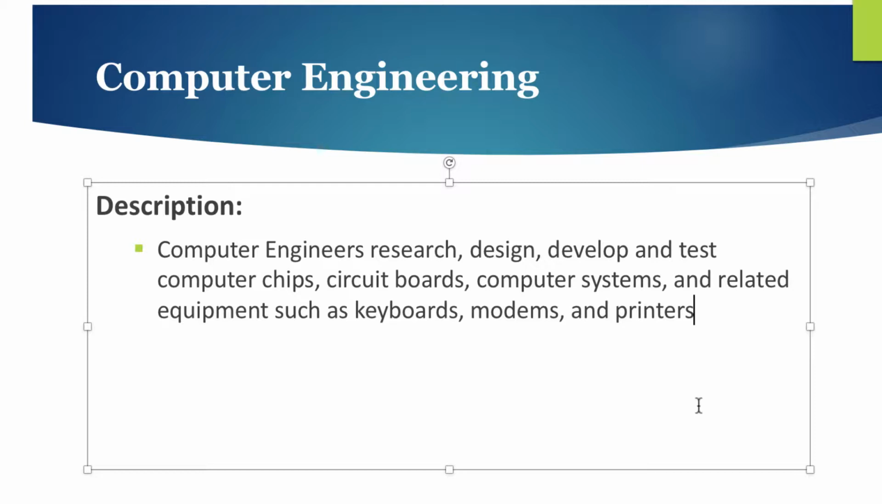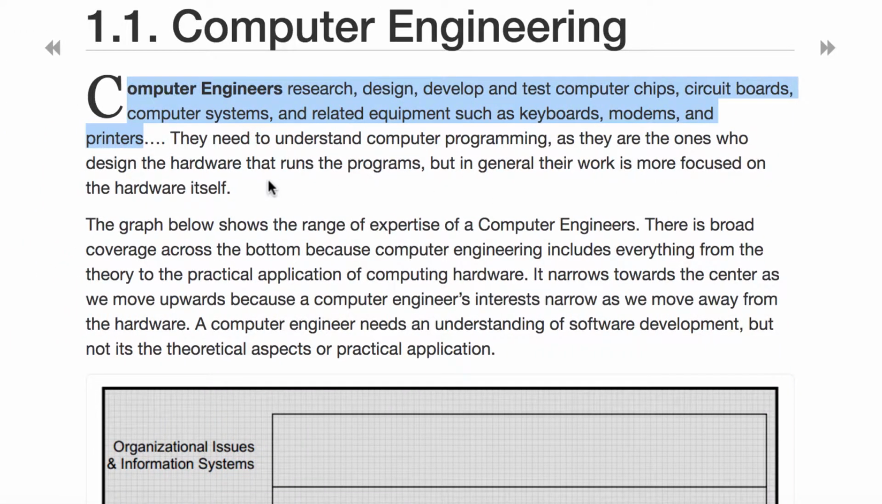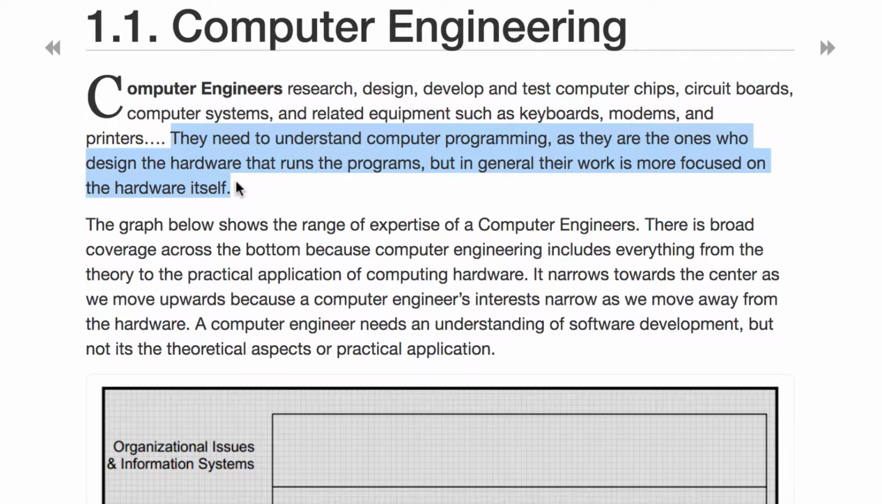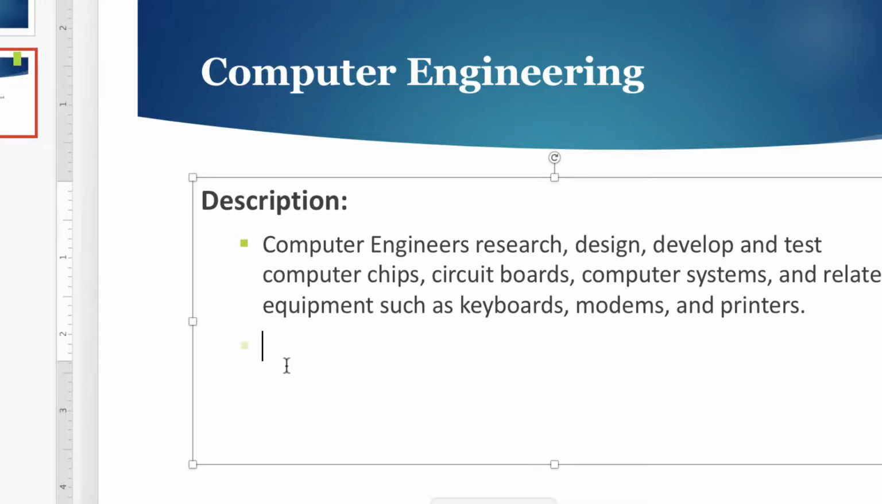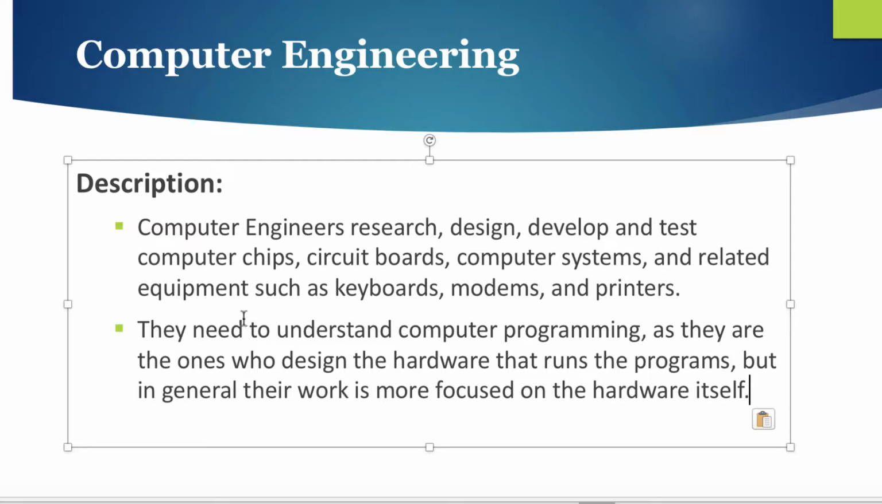Typically with a bullet list, you probably want 1 or 2 bullets. So I'm going to hit return and do a second bullet here and see if I could just find another line. They need to understand computer programming, as they are the ones who design the hardware that runs the program. Actually, I'm going to highlight this whole thing because this might be easier. Then I'm going to go back to PowerPoint and paste this in. Now when you paste it in, they need to understand.